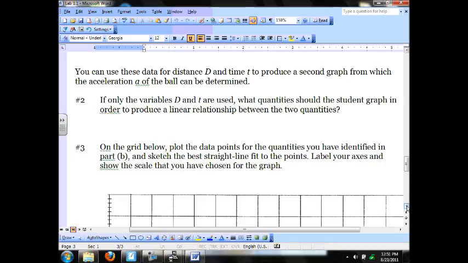D represents what in this case? The distance that the ball rolled down the incline, right? So distance and time with something that is accelerating, right? Can't simply use distance equals rate times time because we have a changing rate. Look at your formula sheet or think back to honors physics last year. What is a formula that relates distance traveled to time?